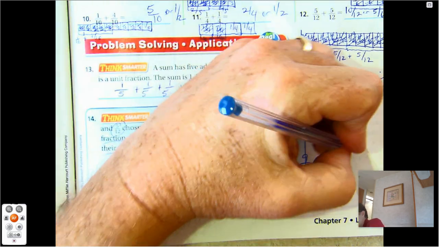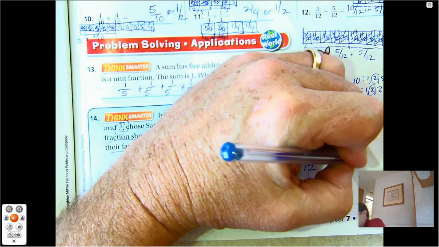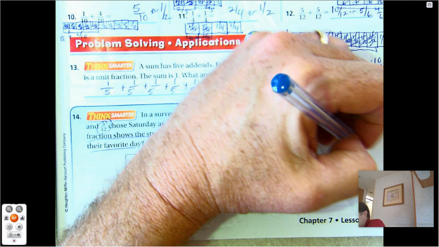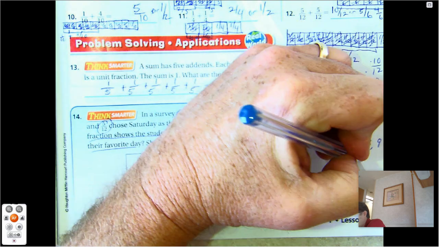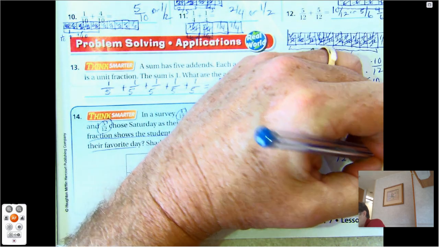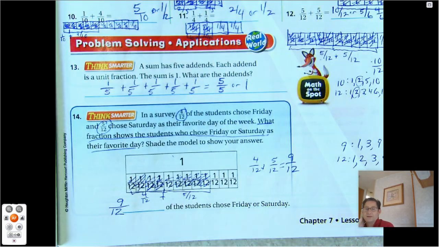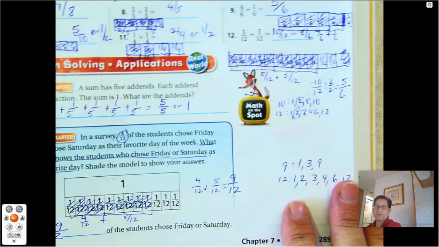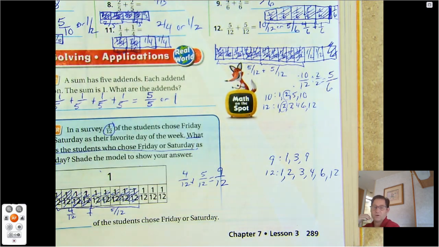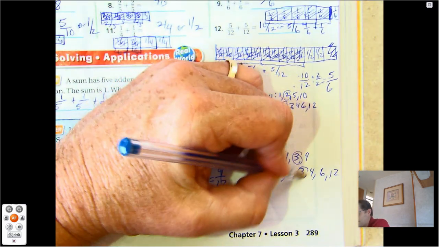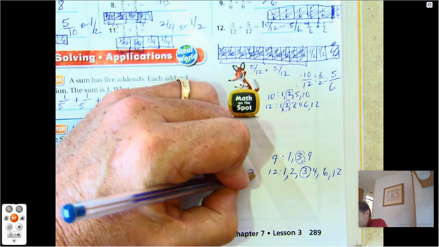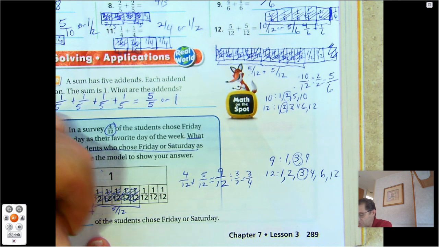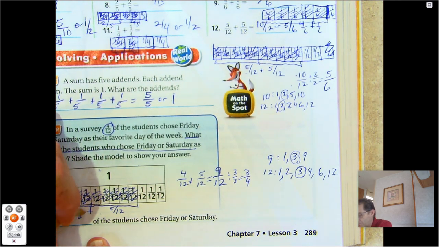Factors of 9 are 1, 3, and 9. The factors of 12 we already listed: 1, 2, 3, 4, 6, and 12. So the greatest common factor of both 9 and 12 is 3. So I can reduce 9/12 by dividing each of them by 3, and I get 3/4. So I could say 9/12 or 3/4 of the students chose Friday or Saturday.